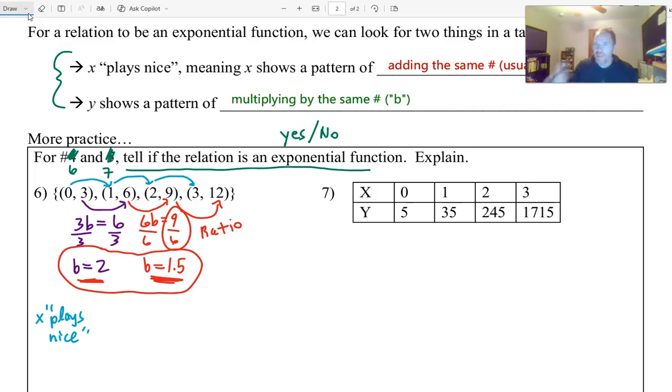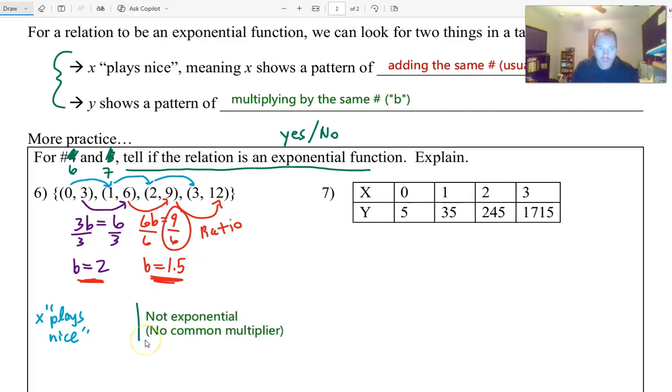But I'm not multiplying by the same thing. First I multiply by 2, then I multiply by 1.5. I don't even care what I multiply by from 9 to 12. There's no common multiplier. We're not multiplying by the same number. So number 6, not exponential. Okay, so that's my final answer. I erased my circle around the b values so people don't get confused and think that's my answer. My answer is this relation is not exponential. There's no common multiplier for the y values.